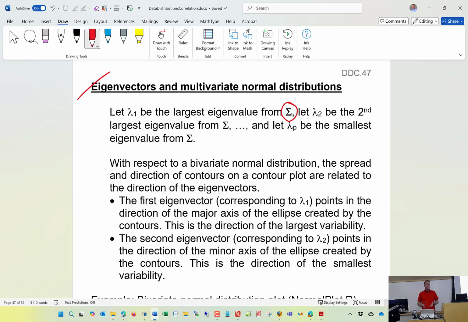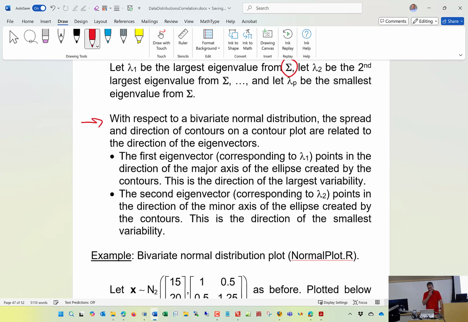These eigenvectors and eigenvalues are going to tell us something interesting about the probability distribution. Suppose you have a bivariate normal distribution. Again, that means p equals 2. The spread and the direction of contours on a contour plot for that distribution are related to the direction of the eigenvectors. I was kind of alluding to that earlier. In particular, the first eigenvector, which corresponds to the largest eigenvalue, points in the direction of the major axis of the ellipse created by the contours. This is the direction, you could say, of the largest variability for that probability distribution.